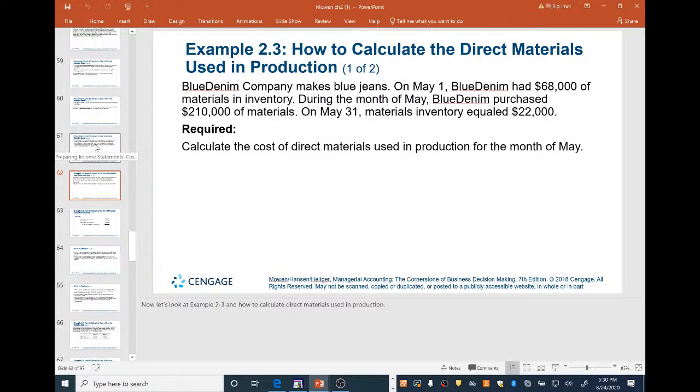So example 2.3, how to calculate the direct materials used in production. Blue Denim Company makes blue jeans, same company here. On May 1st, Blue Denim had $68,000 of materials in inventory. During the month of May, Blue Denim purchased $210,000 worth of materials, and on May 31st, materials inventory equaled $22,000. So can you all calculate the cost of direct materials used in production for the month of May?